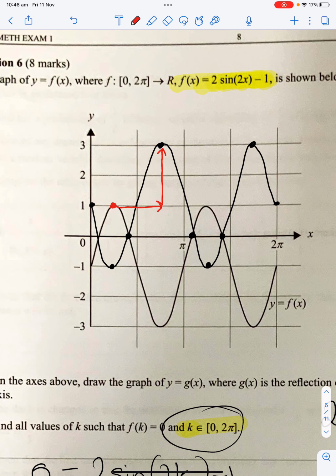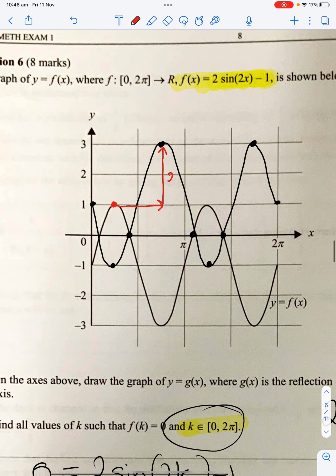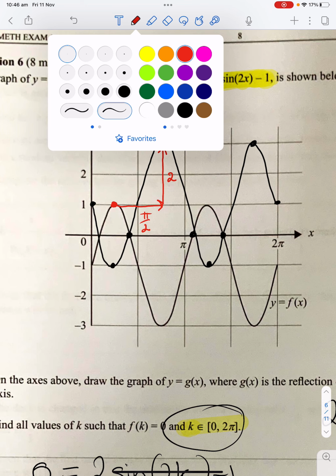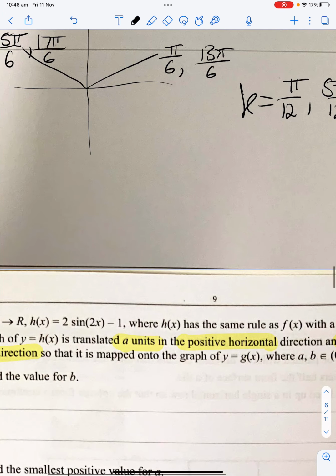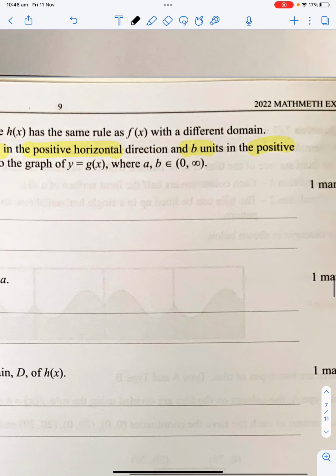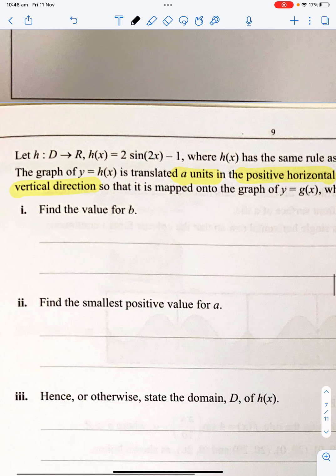So the vertical translation is 2, because we're going from 1 to 3. That's easy to see. And using the grid lines, we can see if this is pi here, this is a 1/2 pi. So this is a 1/4 pi, and this is 3/4 pi. So we're going from 1/4 to 3/4, so we're adding a 1/2 pi. So come back down here. What is the value for b? B was the vertical, so b got moved up 2.